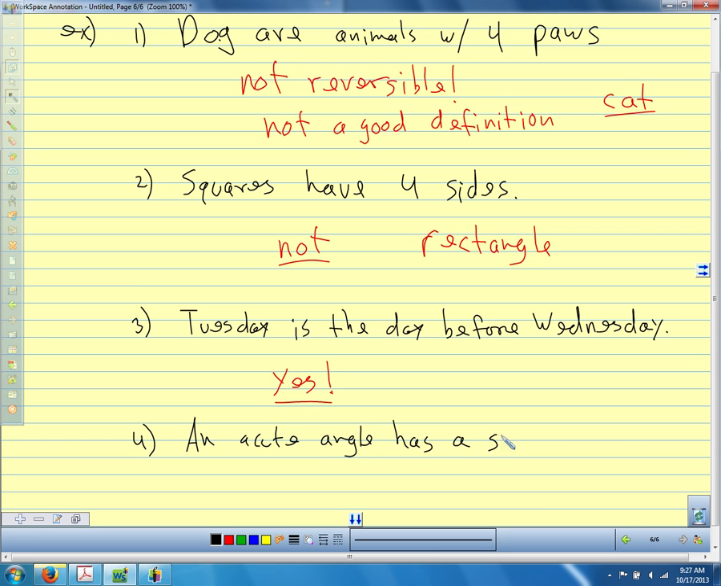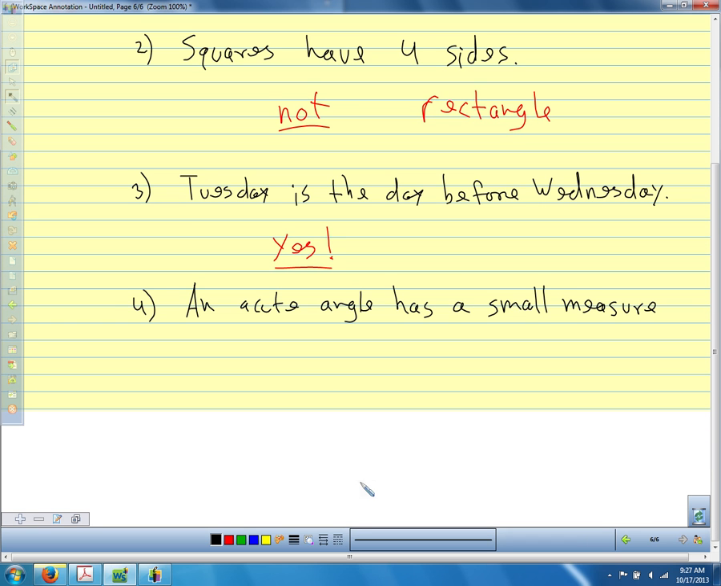An acute angle has a small measure. So what would be wrong with that as a definition? Well, first off, let's remember what an acute angle is. What is an acute angle? Less than 90 degrees. So is this a good way to describe an acute angle? No? What's wrong? Small. Right. What does a small measure mean?